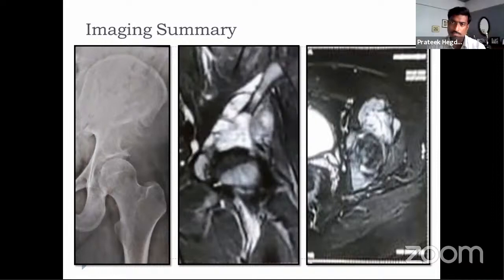Okay. Any other opinion? Dr. Manish Pruthi is around. Manish, if you have to resect it, you have to resect this region. Let's not get into the oncological part. Then would you be doing an extra-articular or intra-articular resection? What will be your reconstruction method?